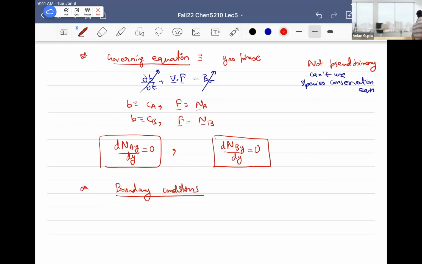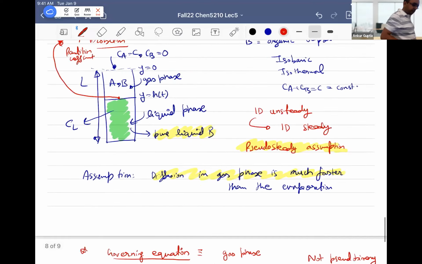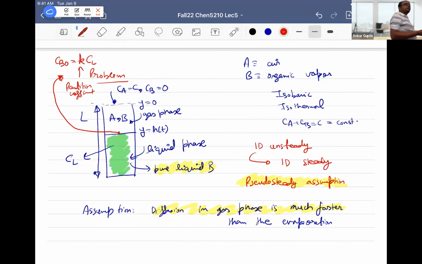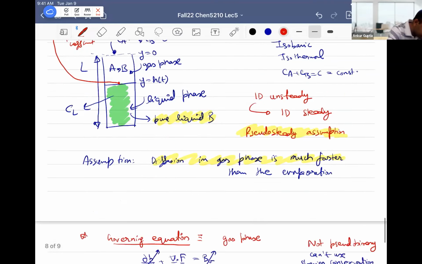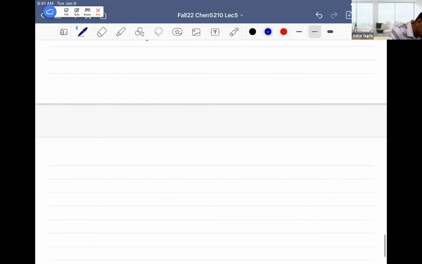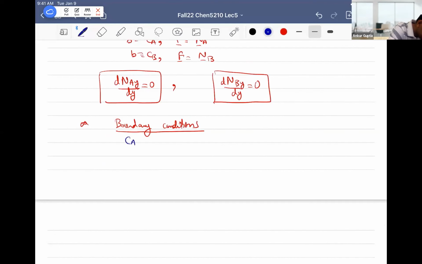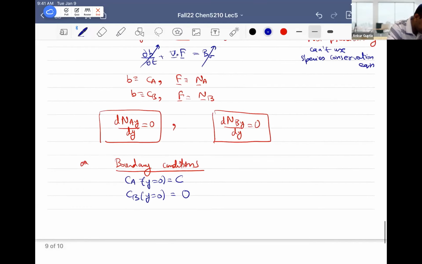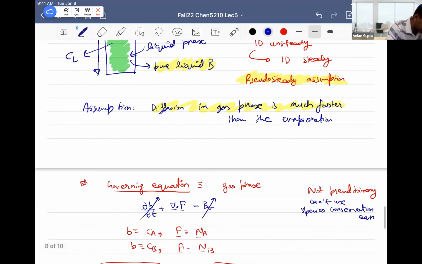So anybody want to suggest the boundary condition? So what are the boundary conditions at y equal to 0? Boundary conditions are given, right? We are given the one. So at CA, at y equal to 0, right? And what is the boundary condition at y equal to h?